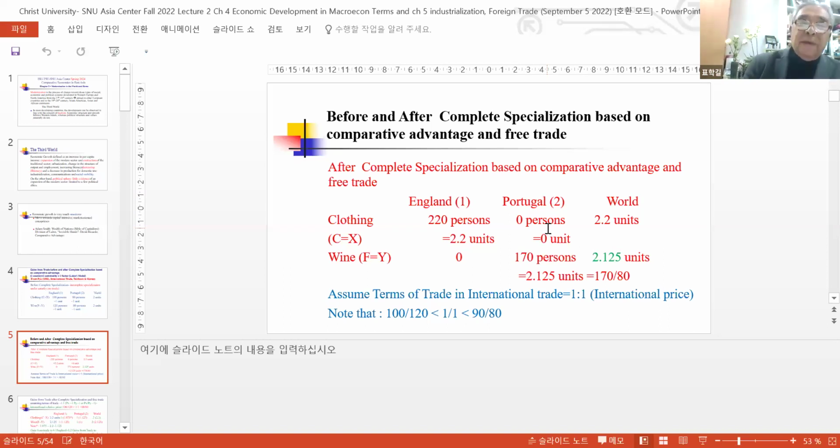So this is a very simple message, but a very powerful message. Seemingly disadvantaged, less absolutely advantaged countries could gain more if they engage with comparative advantage nations in a free trade world. Okay.